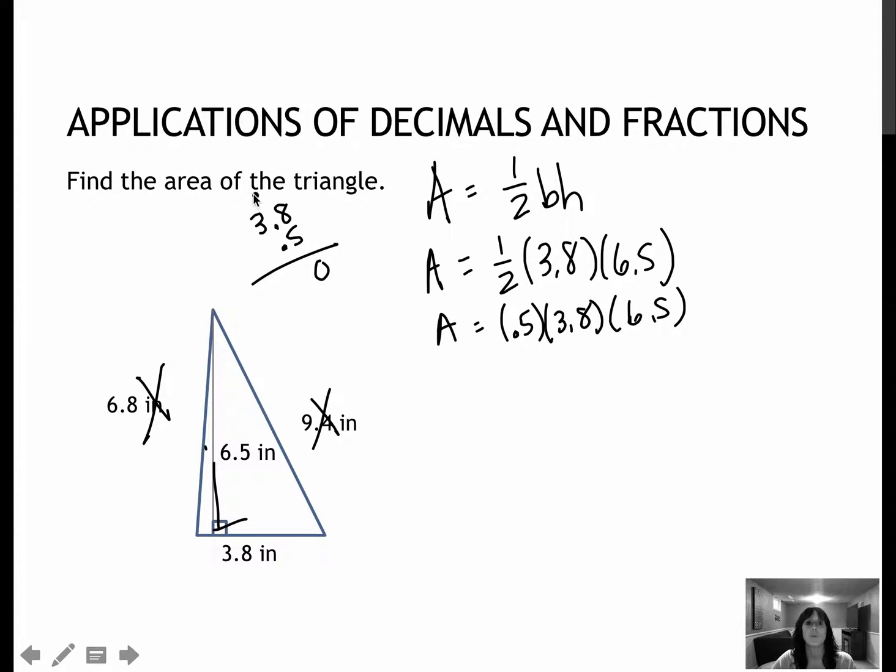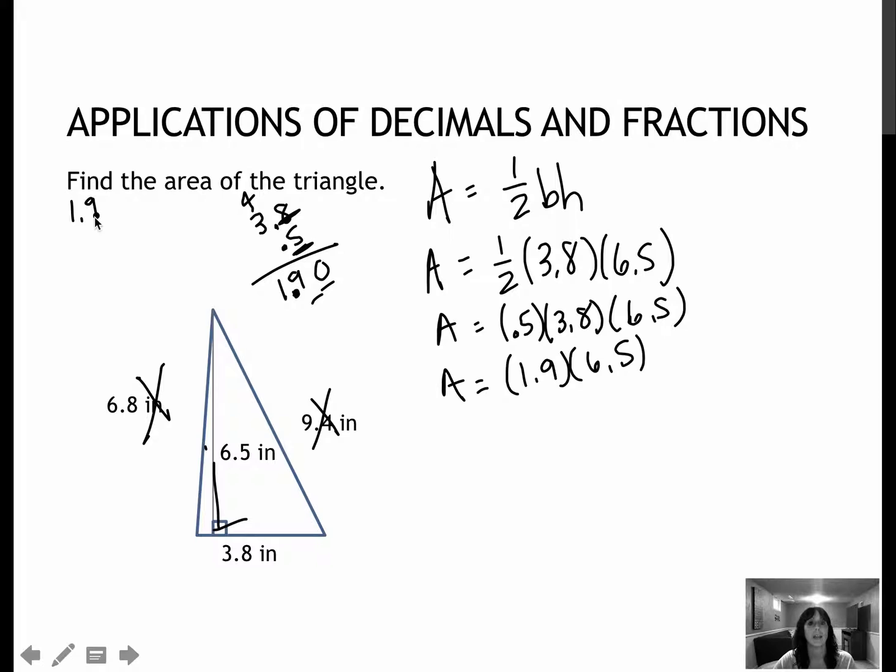5 times 8 is 40, 5 times 3 is 15, plus 4 is 19, and we have 2 numbers to the right of the decimal, and so therefore it's 1.9, which makes sense that half of 3.8 is 1.9. So 1.9 now times 6.5 will help me to find the area of my triangle.